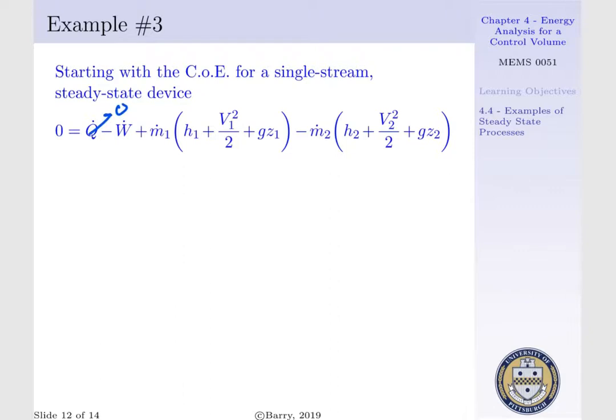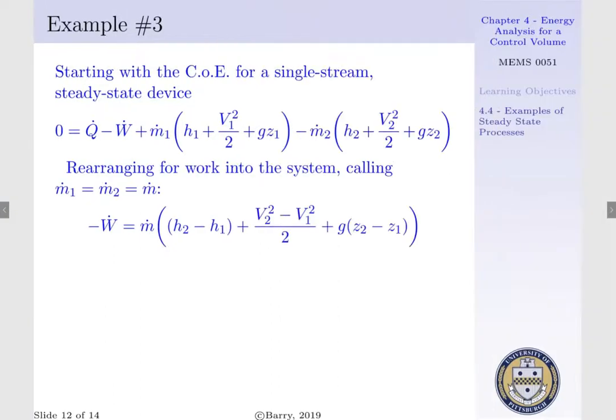Rearranging our conservation of energy equation for our work into our system, we find that negative W dot is equal to m dot times the following quantities: h2 less h1 plus (V2 squared minus V1 squared) over 2 plus g times the quantity z2 less z1. We know our difference of elevation as 15 meters. We know our inlet and exit velocities, and we know our mass flow rate. The only thing we have to determine is our enthalpy at our inlet and exit of our system.